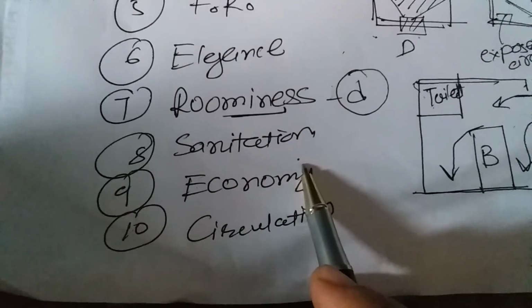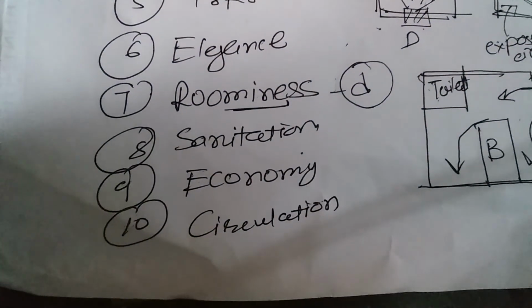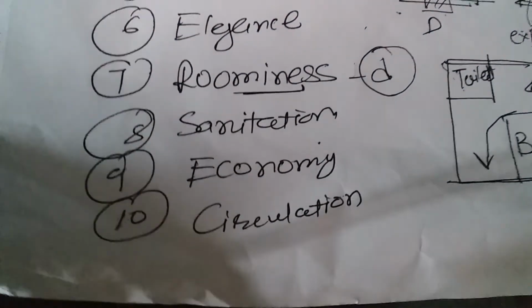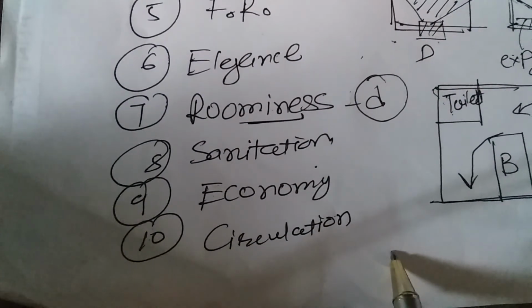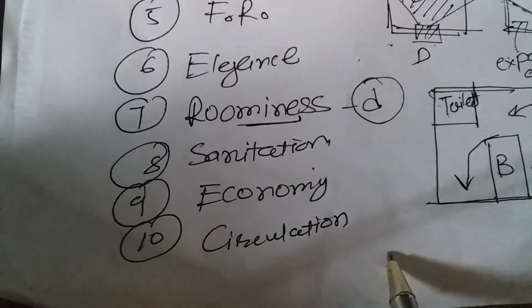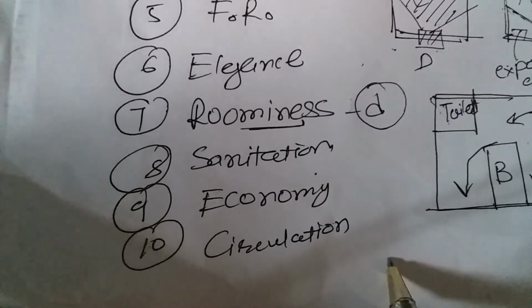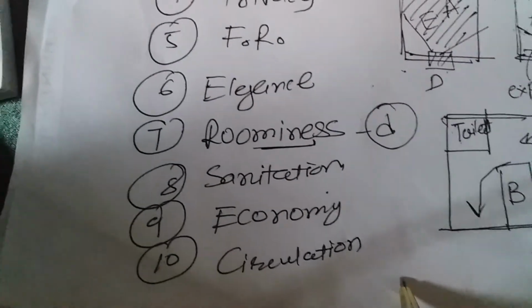Now the ninth principle is economy. Economy is one of the dominating factors in building planning and construction. To overcome these limitations, we use most of the raw materials available nearby. This, along with the cost of material, minimizes transportation cost as well.